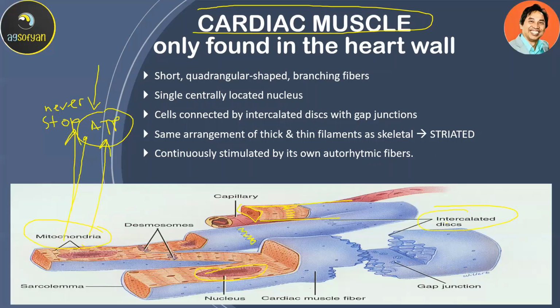Between the cells, there is the intercalated disc, and it has a special type of junction. It's called the gap junction. So it means that the electricity can go from one cardiac muscle to another cardiac muscle using this gap junction. Therefore, the contraction will be transferred from one cardiac muscle to another very fast.